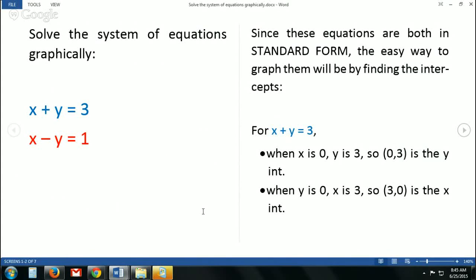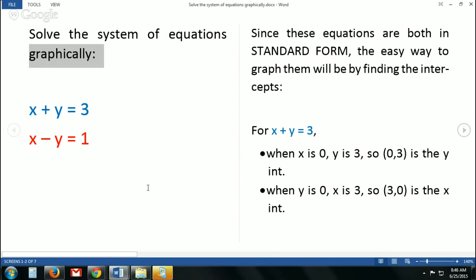Here we've been given what is called a system of equations to solve. That's where we have two or more equations and we're looking for the place where all of the equations would be true, where they're going to overlap. Now notice that this one we've been asked to do it graphically, so we're going to draw a picture of these two lines that we have.